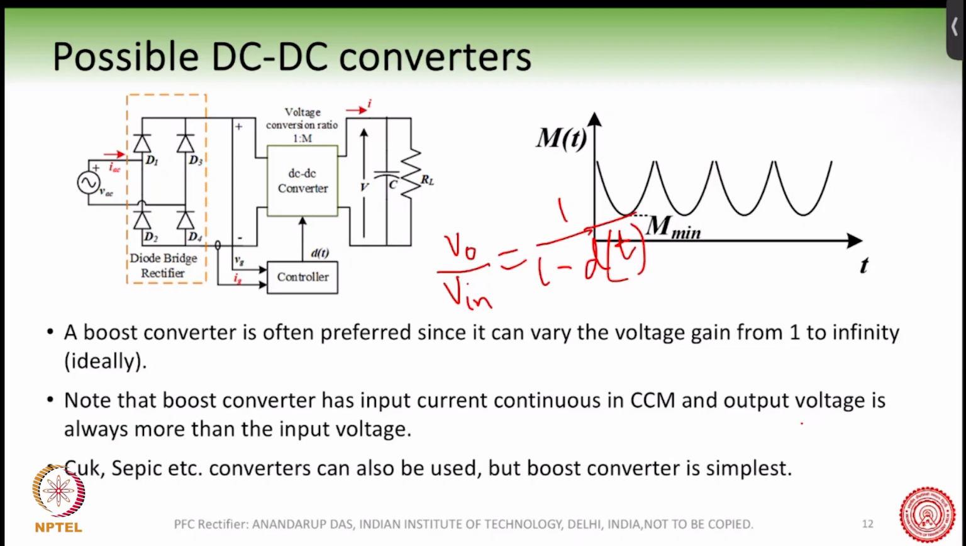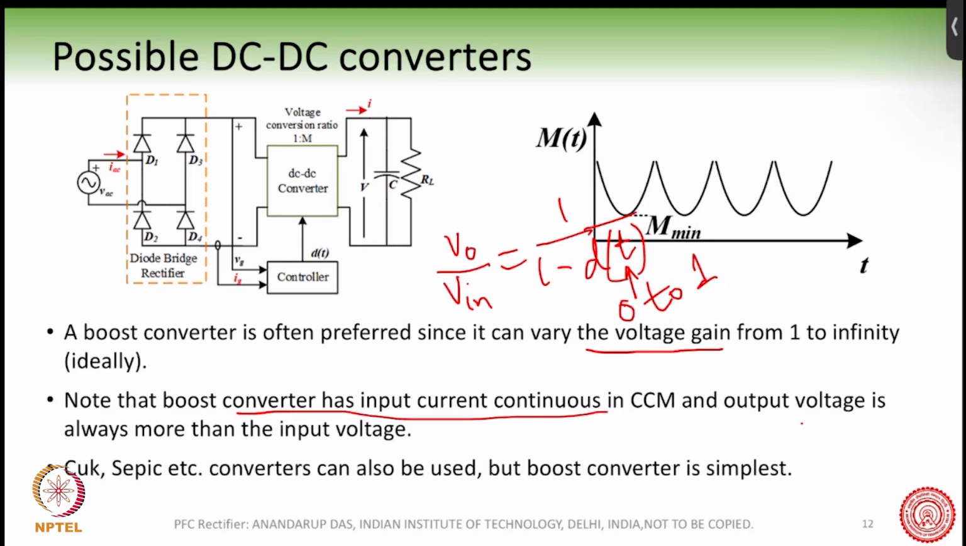So ideally, a boost converter can vary the voltage gain from 1 to infinity, corresponding to D equal to 0 to 1. Theoretically, you can have a voltage gain from 1 to infinity. Of course, you will not have infinite voltage gain, that is not possible. But ideally, a boost converter is a preferred choice. Now, as I told you, the boost converter has continuous input current.